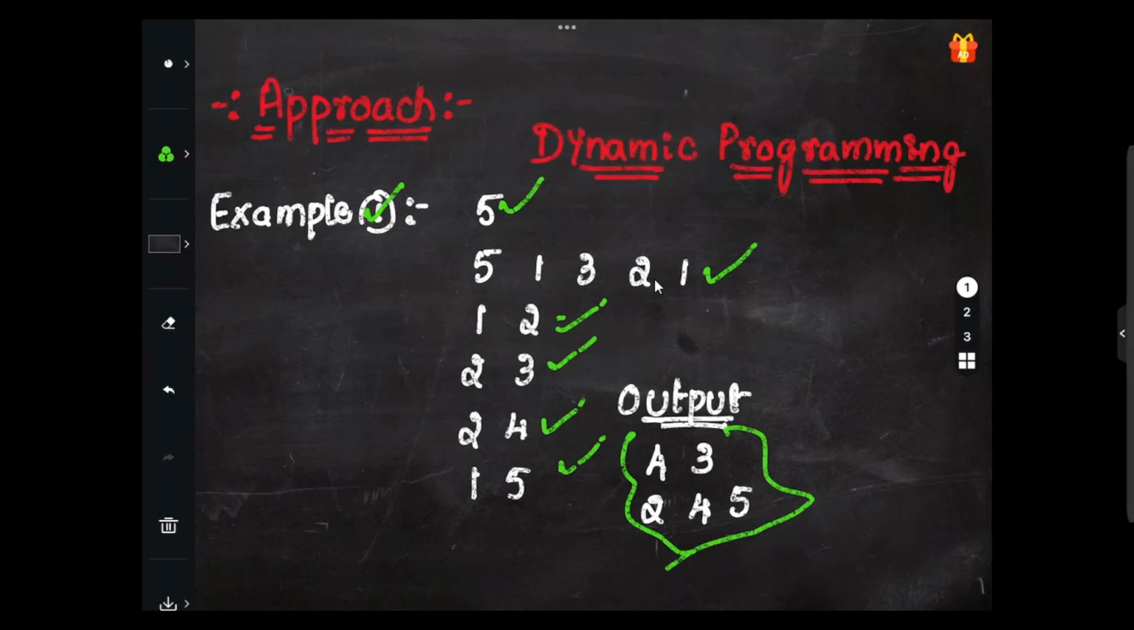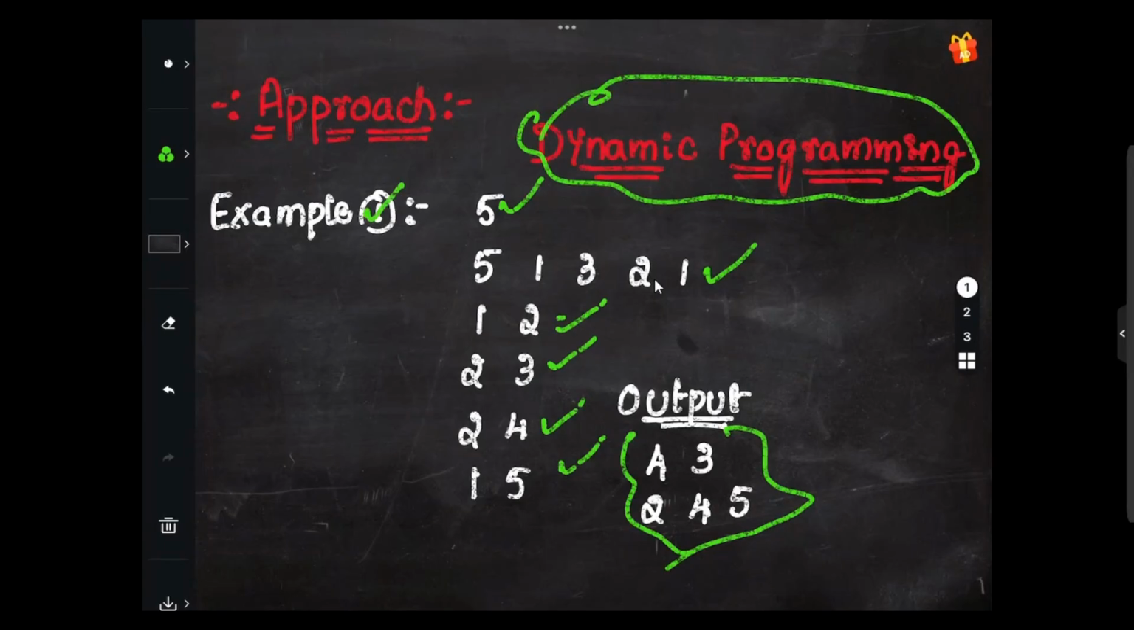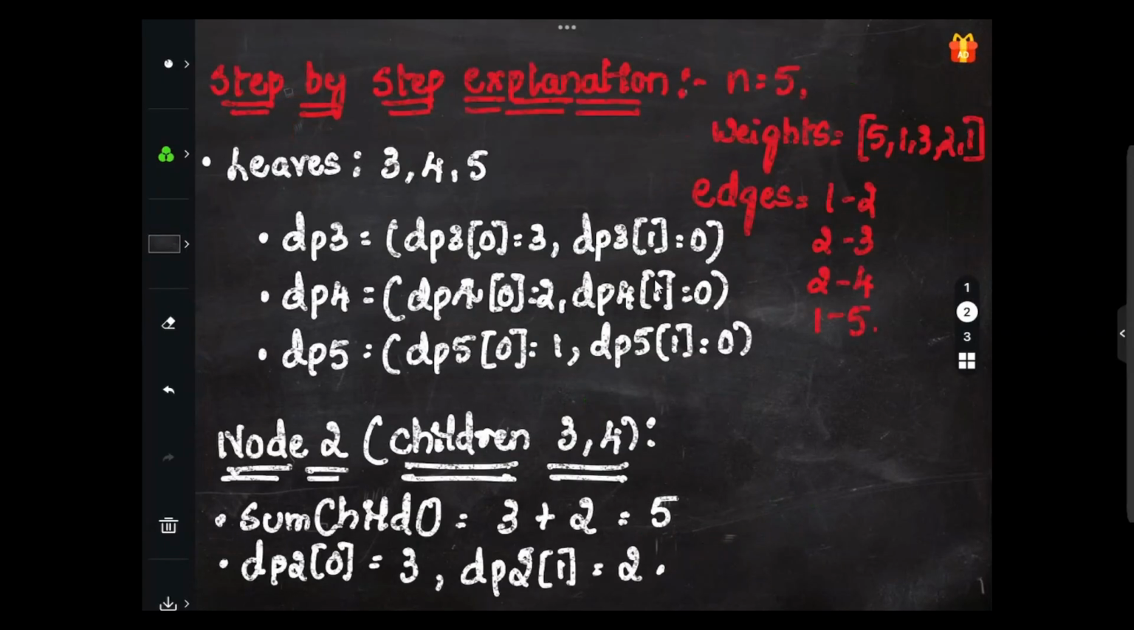So first thing is we'll be going with the dynamic programming along with the DFS, right? So mainly we'll be going with the dynamic programming, sorry, not the DFS, I believe. So we'll be going with the DP on trees basically, right? So step by step explanation. We have already discussed the DP idea, right? So let's go with the step by step explanation here.